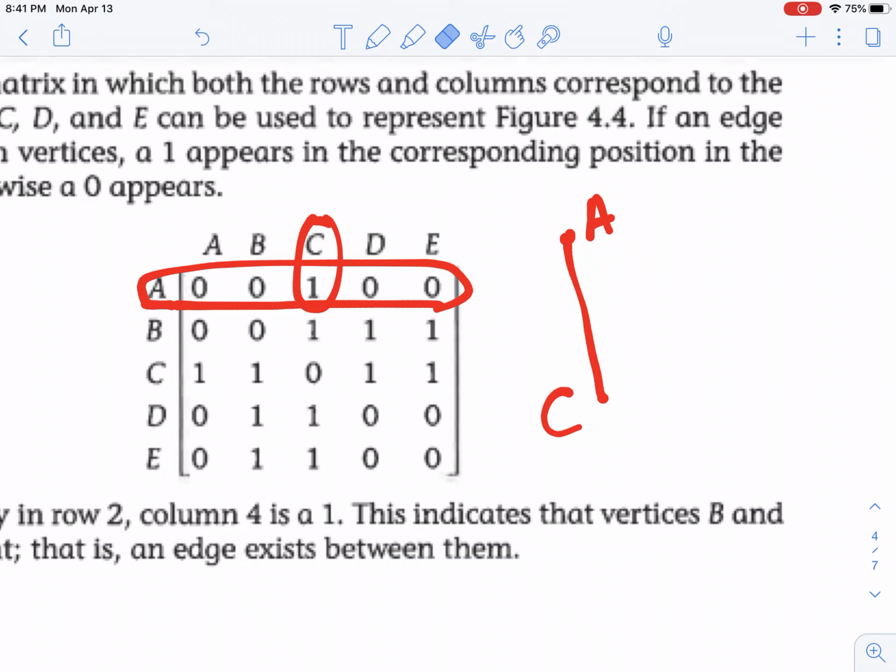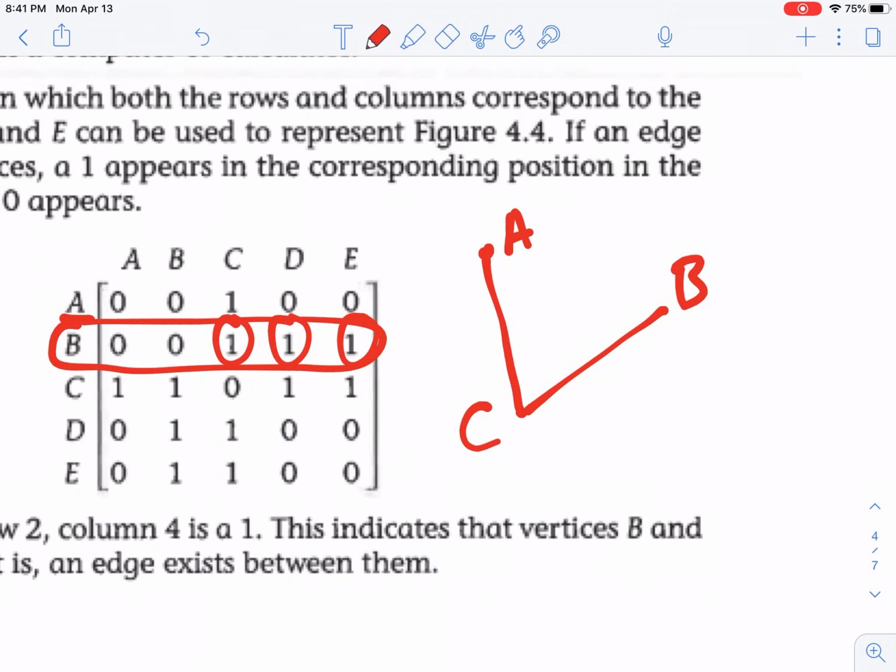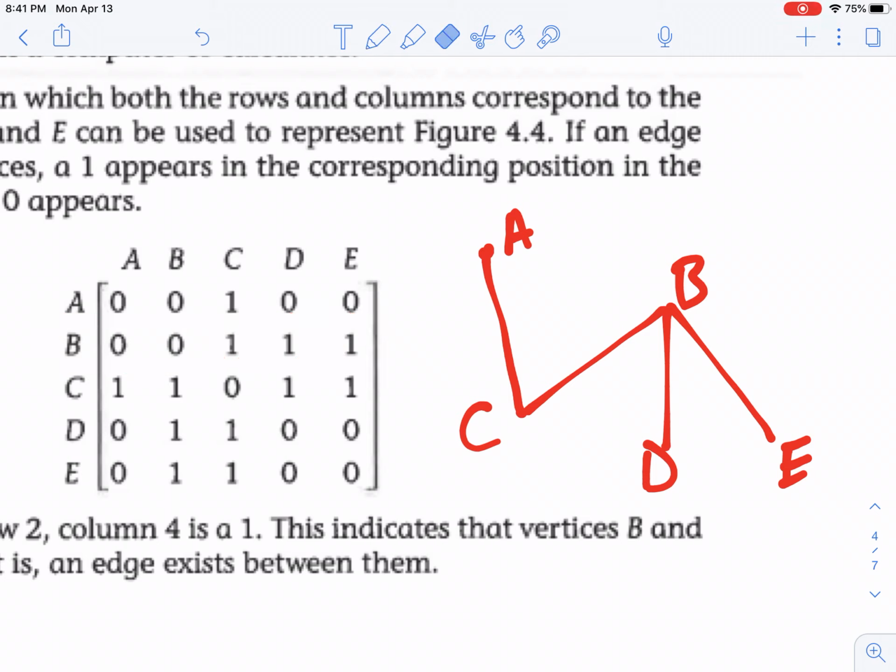Okay, then we got to go through the rest of the matrix. So now we look at B. B is connected to C and D. See this one right here? That one and that one. Oh, and E. B is connected to C, D, and E. So if I draw B over here, it's connected to C. It's connected to D. And it's connected to E. Okay.